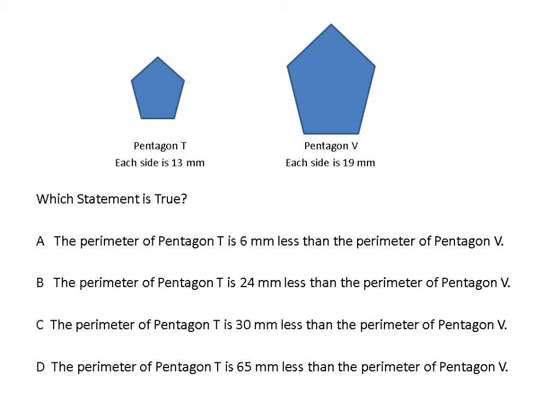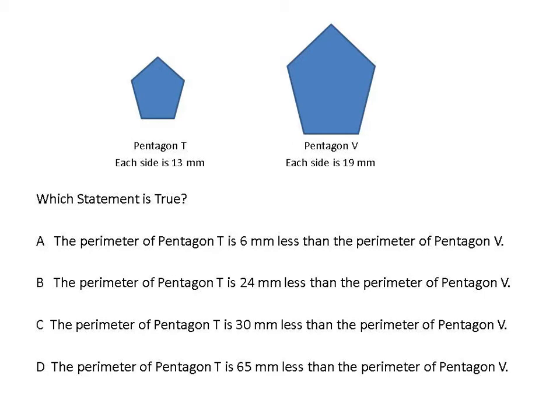All right, it's time to kick it up a notch. This problem is a little bit more challenging than the other two have been. I want you to excuse the distortion with the pentagons that happened when I imported this slide into this app. Each of these pentagons has the same side length all the way around. So pentagon T, each side is 13 millimeters. On pentagon V, each one of these sides is going to be 19 millimeters.